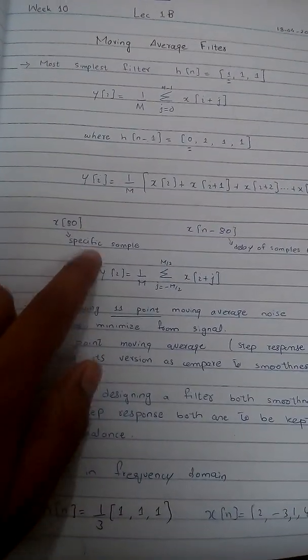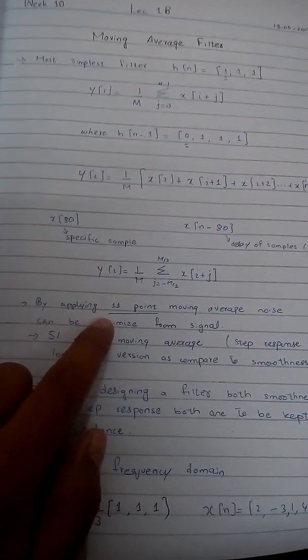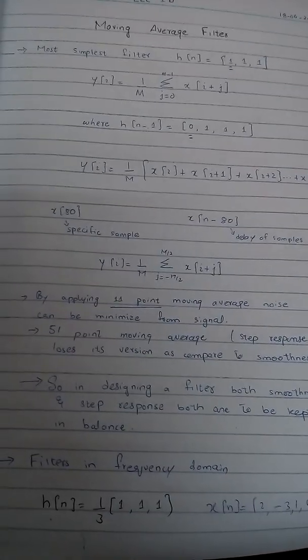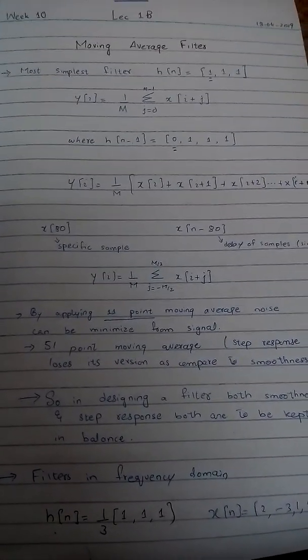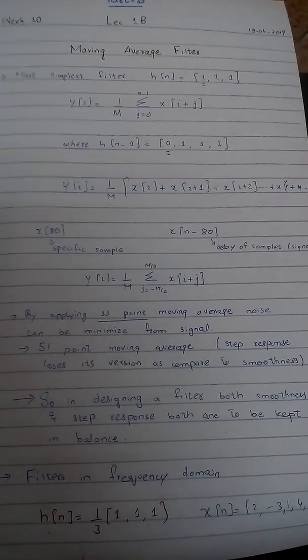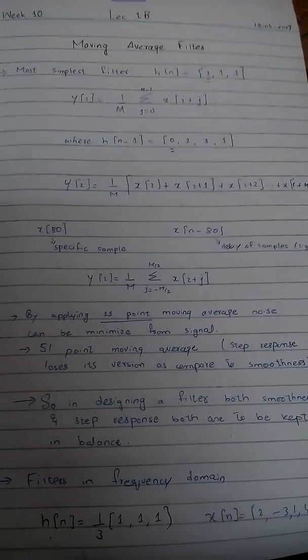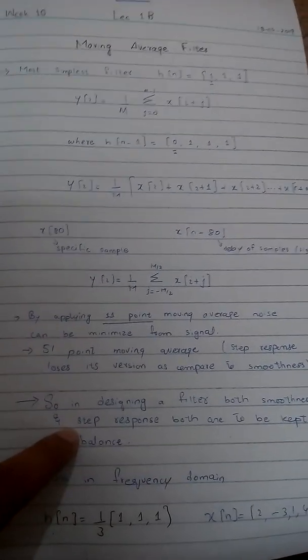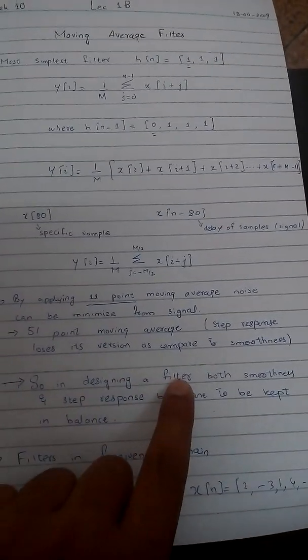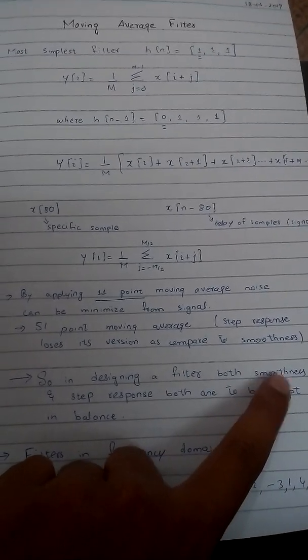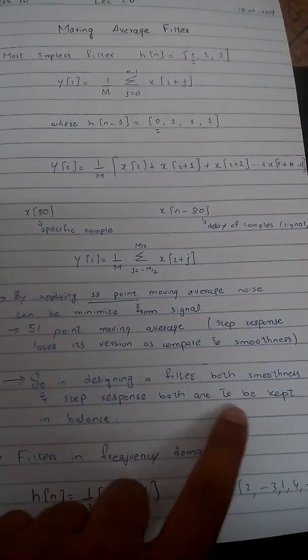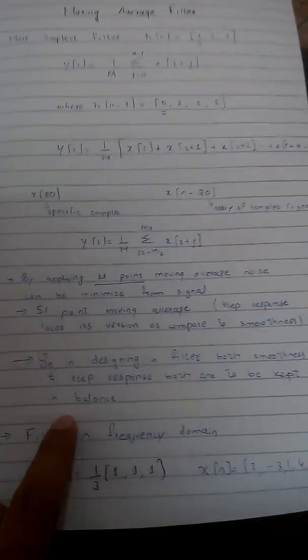We will move on with one example: if we have an 11 point moving average, noise can be minimized from the signal, and if we have a 51 point moving average, we will lose the signal version as we minimize the noise too. So in designing, the most important factor in the filter is that it covers both the smoothness and the step response in balance.